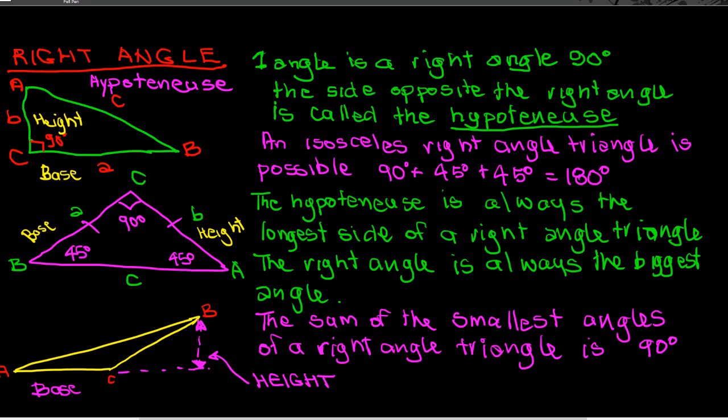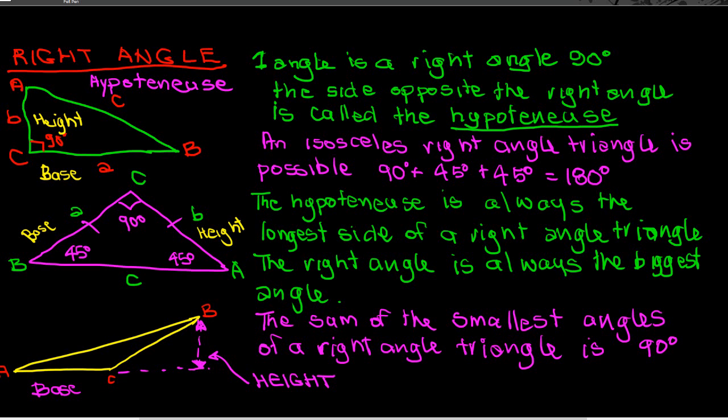An isosceles right angle triangle is possible, and I've shown one, the second one there down the line. I've shown that with a 90-degree angle. The two sides A and B are the same length, and as it turns out the angles at A and B would be 45 degrees each. 90 plus 45 plus 45 equals 180 degrees. So that's an isosceles right angle triangle.